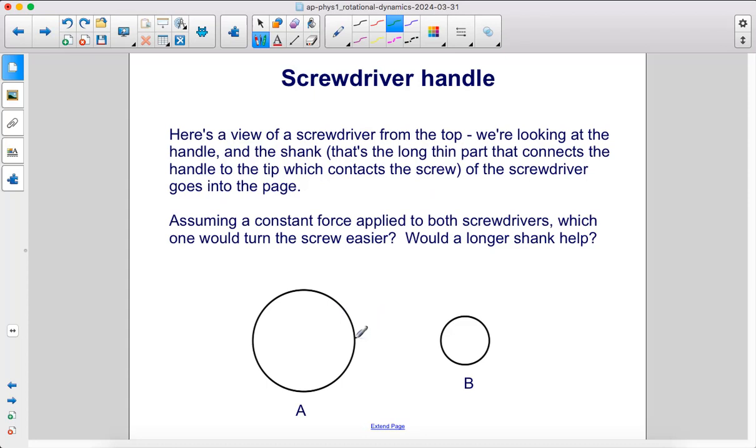Here's a view of a screwdriver from the top. We're looking at the handle here. So this is like the back of the handle, and the shank is going into the page. We wouldn't be able to see the screw right now. Assuming a constant force applied to both screwdrivers, so let's say we try to twist it this way, there's a force, and with the same force, I'll draw the same force on this one, which screwdriver is going to turn the screw easier? And would a longer shank help? Remember, the shank is the long, thin part that connects the handle to the screw.